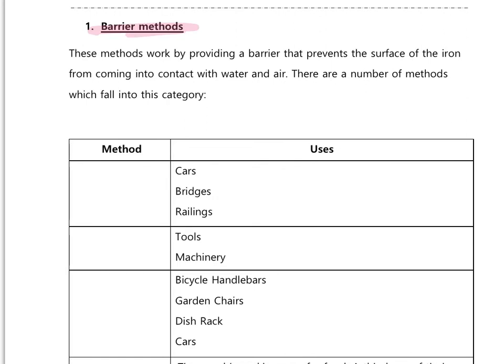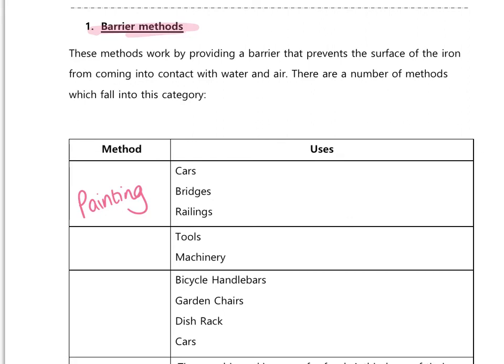So which of the 4 barrier methods do you think we would use for cars, bridges and railings? What barrier method do we use to prevent rusting? In this case we would use painting. So cars are painted, bridges are painted, railings are painted, and that layer of paint provides a barrier between the surface of the iron and the water and the air that it could come into contact with.